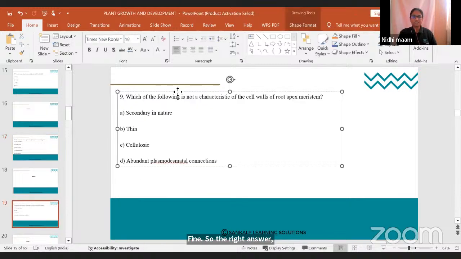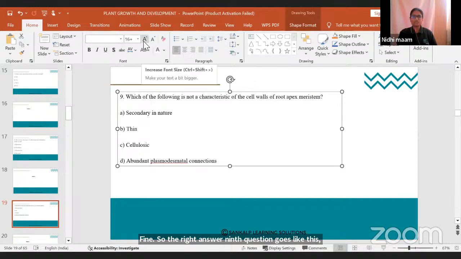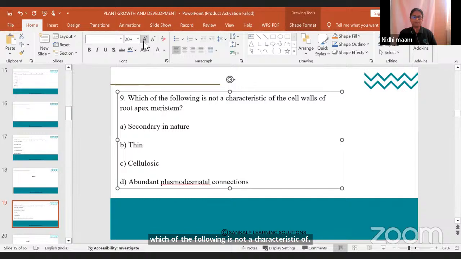The ninth question goes like this. Which of the following is not a characteristic of the cell walls of root apex meristem? Understand the question properly. Kadrolli Mahesh answered it. A, secondary in nature. B, thin. C, cellulosic. D, abundant plasmodesmatal connections.